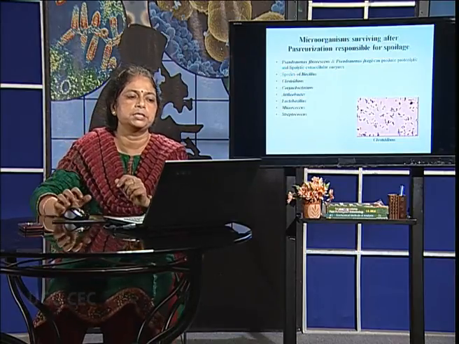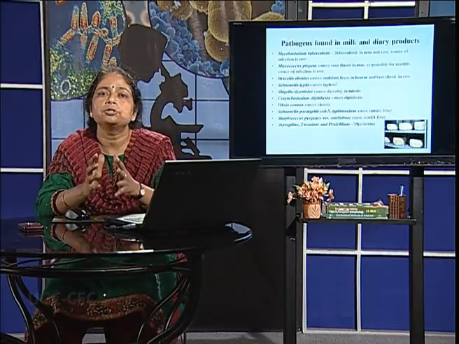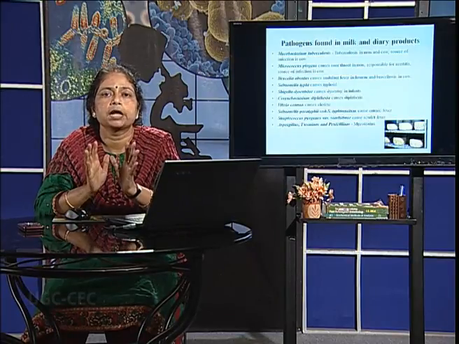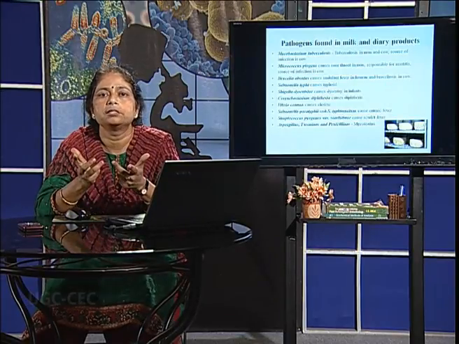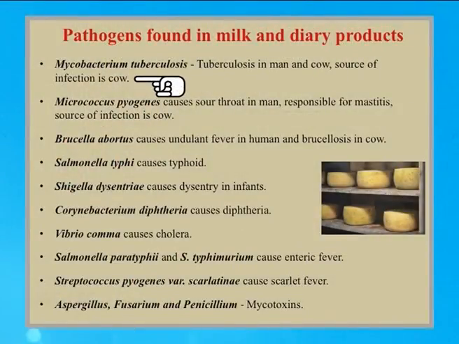These bacteria are species like Pseudomonas fluorescens, Pseudomonas fragi, and species of Bacillus, Clostridium, Corynebacterium, Arthrobacter, Lactobacillus, Micrococcus, and many species of Streptococcus. All these are able to resist the high temperature given during pasteurization. The pathogens which are found in the milk, or which can affect the color and taste of the dairy product, can be these. Mycobacterium tuberculosis is responsible for causing tuberculosis, and this is coming from the cow.